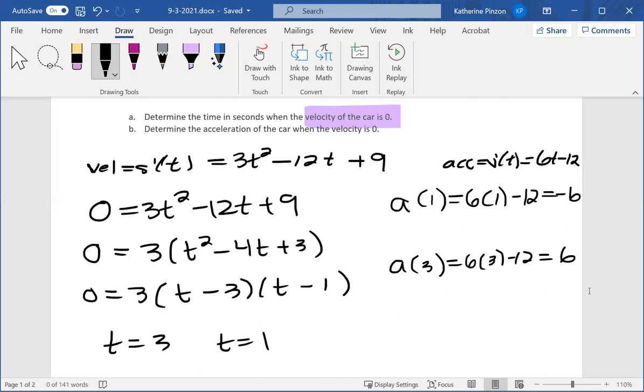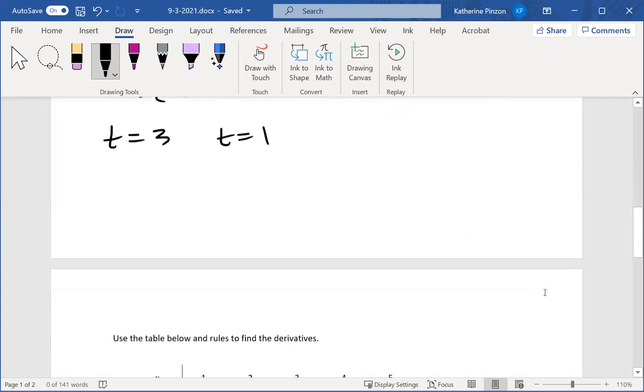So the important things to remember are velocity is the derivative of position, acceleration is the derivative of velocity, or the second derivative of position.